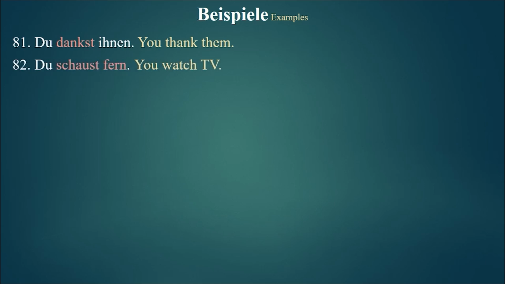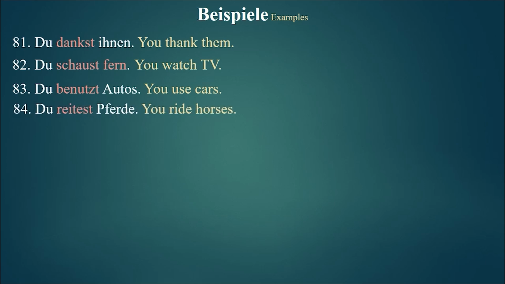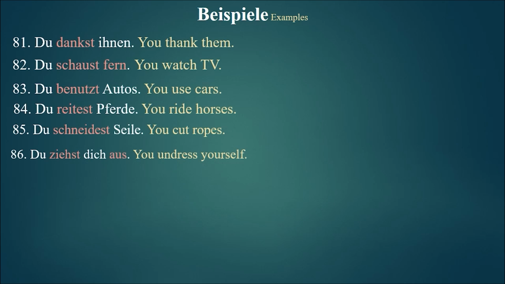82. Du schaust fern. You watch TV. 83. Du benutzt Autos. You use cars. 84. Du reitest Pferde. You ride horses. 85. Du schneidest Seile. You cut ropes. 86. Du siehst dich aus. You undress yourself.